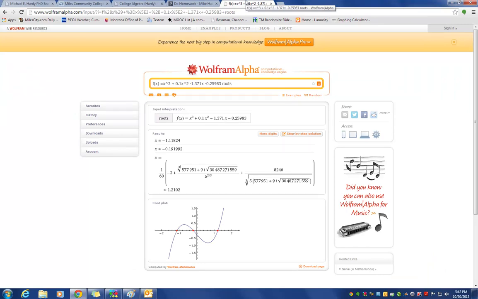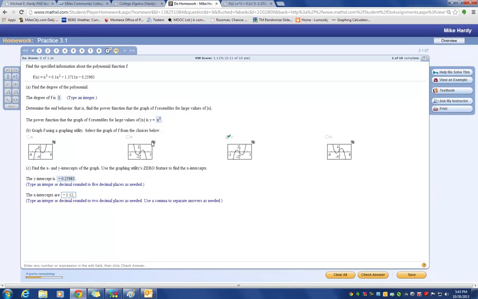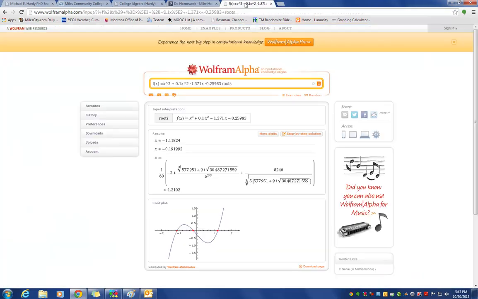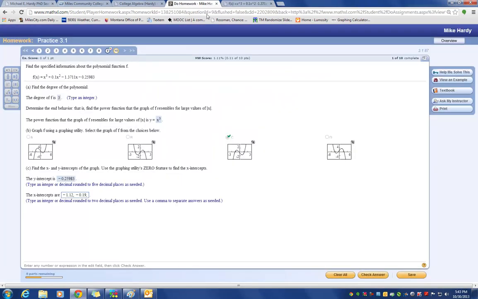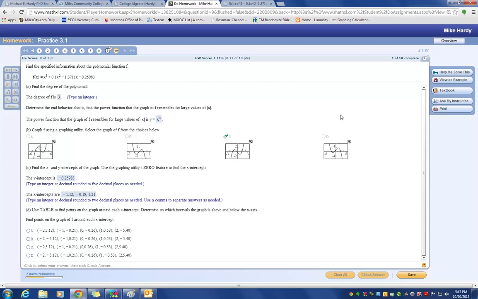Negative 0.1919 rounds to negative 0.19. And finally, 1.2102 rounds to positive 1.21. Nice work, it says. Okay.